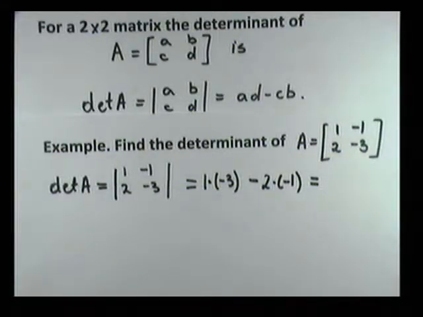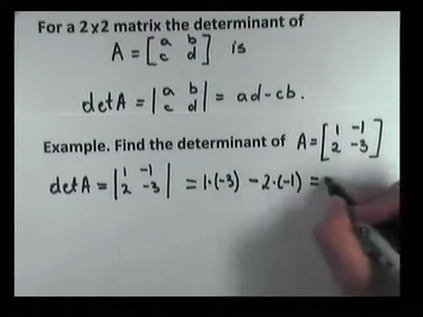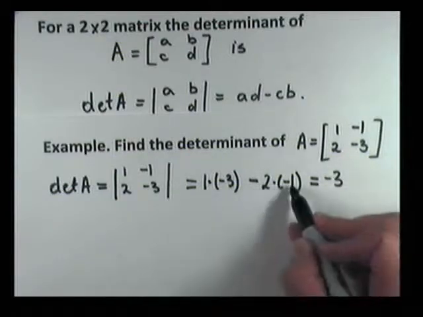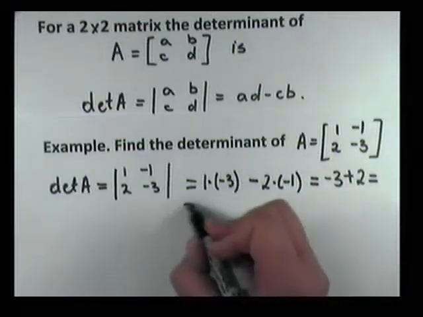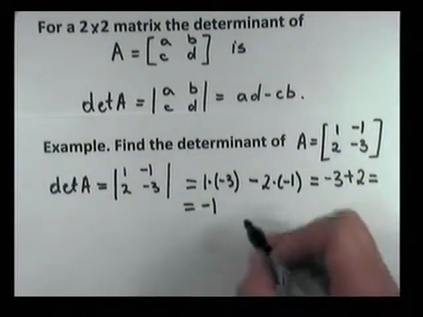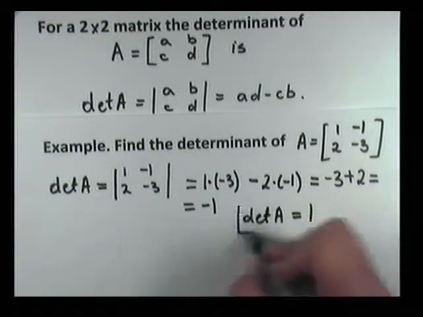So now perform those operations. We have 1 times minus 3 is minus 3, minus 2 times minus 1 is plus 2. So minus 3 plus 2 is minus 1. So the determinant of A is minus 1.